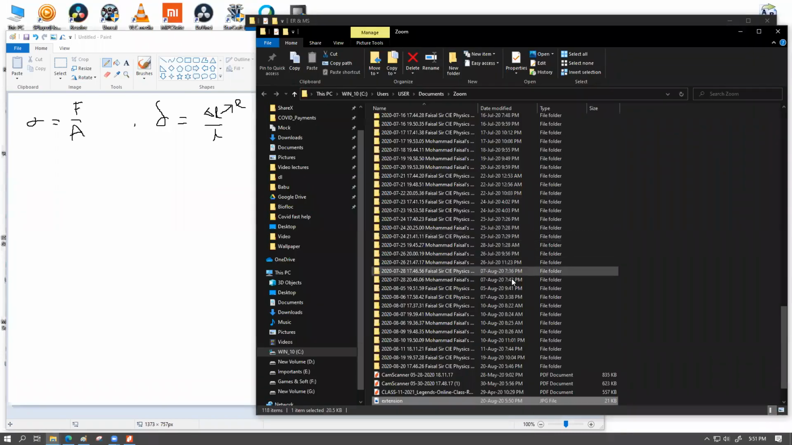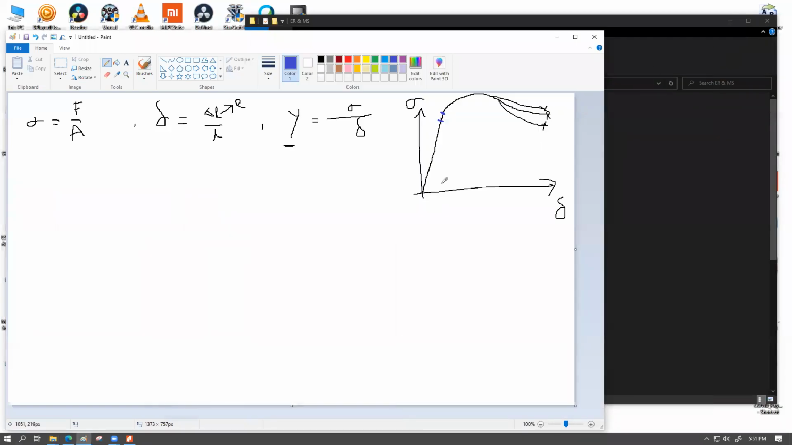So the elastic limit is the point till which we have elastic deformation, and beyond that point we have plastic deformation. Plastic deformation means that if we deform an object beyond the elastic limit, the object will not come back to its original dimension when the deforming forces are removed completely. Some deformation will still be left, and that's what we call permanent deformation.